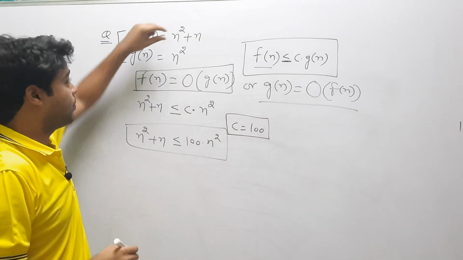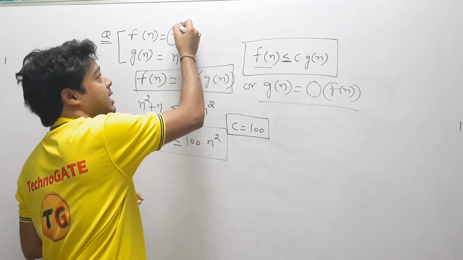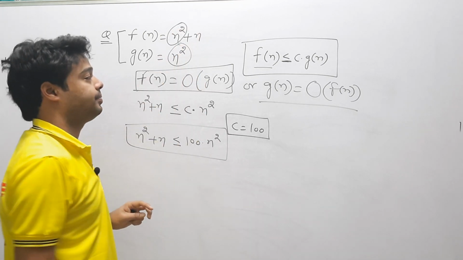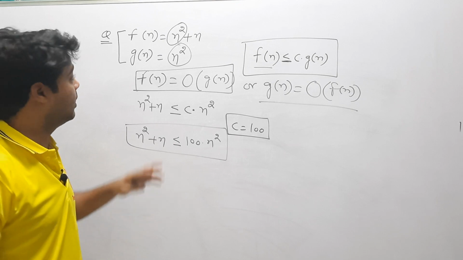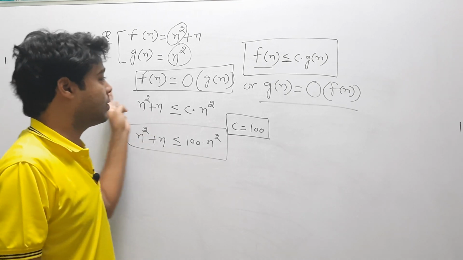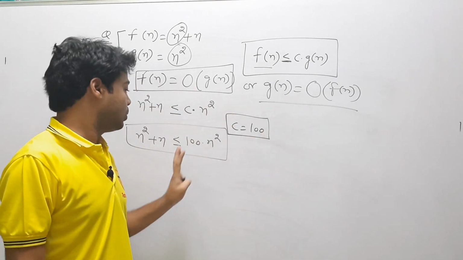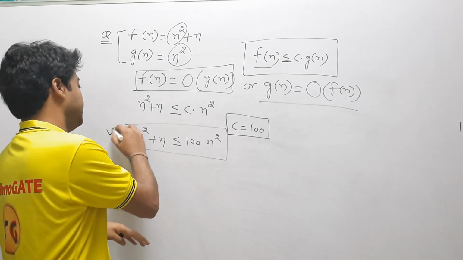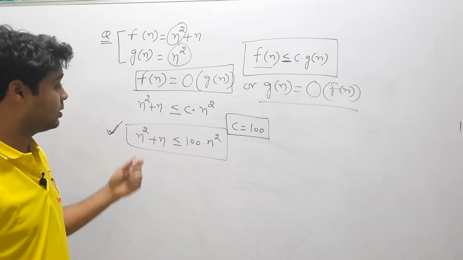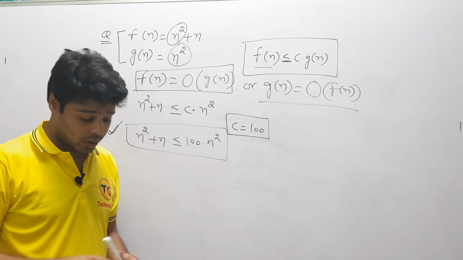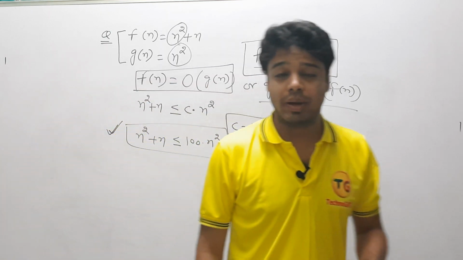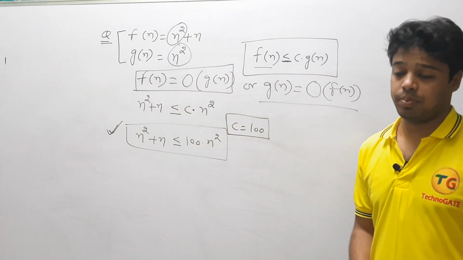So if in both terms the higher term is n square here and n square here, if the higher term in both of the functions is the same, then we can write this one and this one, both are the same, because through C we can balance it. Clear? So this is the big O notation. Big O notation means maximum time complexity or worst case time complexity.